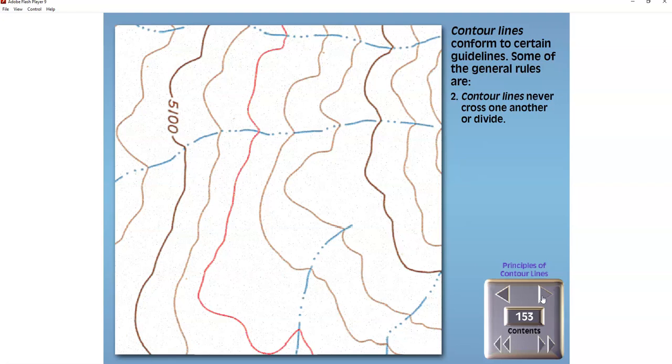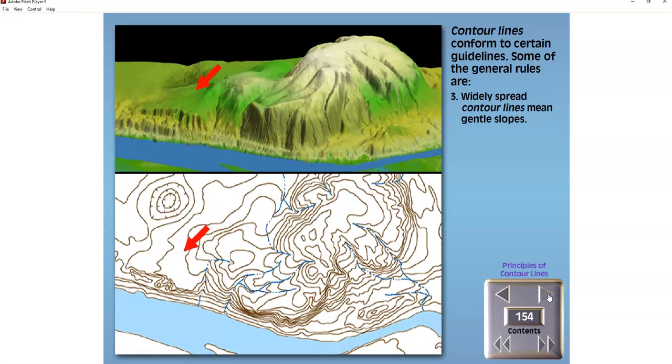2. Contour lines never cross one another or divide. That was the rule we had last week. I gave you that assignment drawing isotherms, isolines, which means they can't touch, they can't cross. 3. Widely spread contour lines mean gentle slopes. So if you see the lines spread out like this, this is the topographic map on the bottom, and this is kind of the 3D model. So when the lines are spread apart, that means it's a gentle slope. Spaced apart or widely spread out lines, gentle slope.